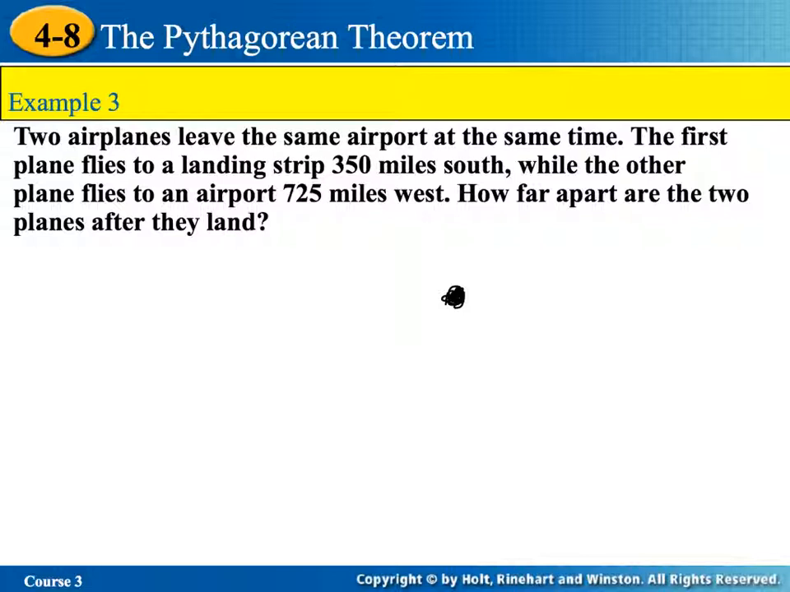Okay? Now, first one flies south. Think about a compass. That's south. It's flying south for the winter. Maybe not for the winter. Maybe just for a day. And it flies south how far? 350 miles. Okay? The other one flies west. How far? 725. Now, why did I start at that same point? Because they left the same airport. Okay, then they landed. We need to figure out where they ended. This one ended here. This one ended here. How far apart are they?